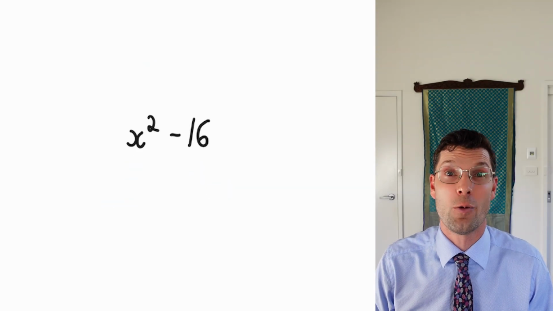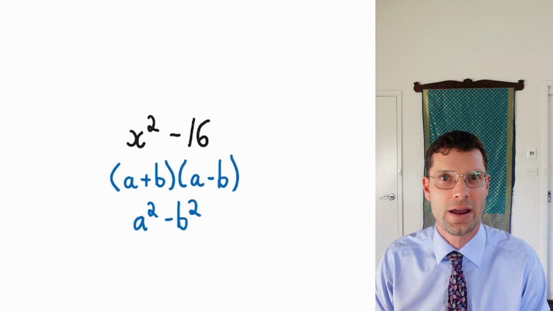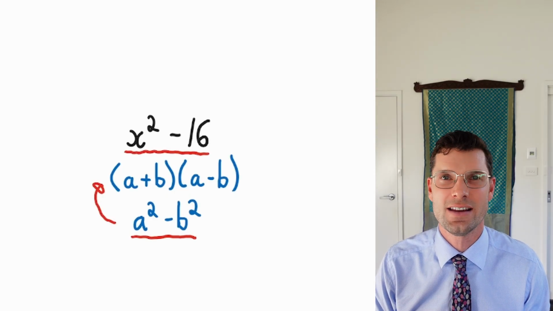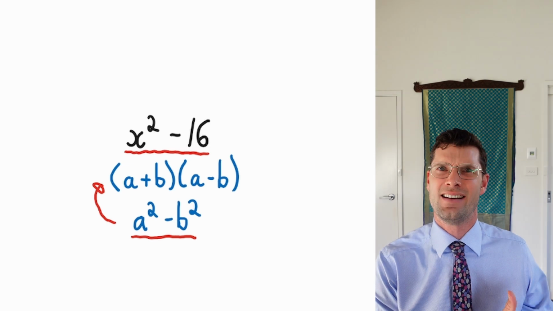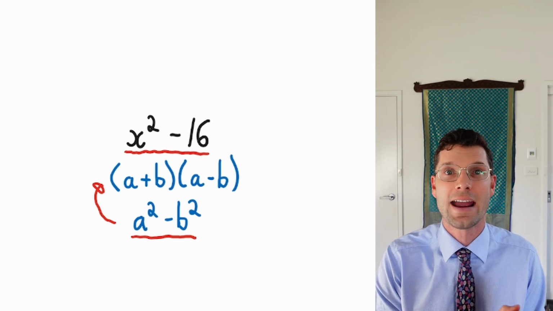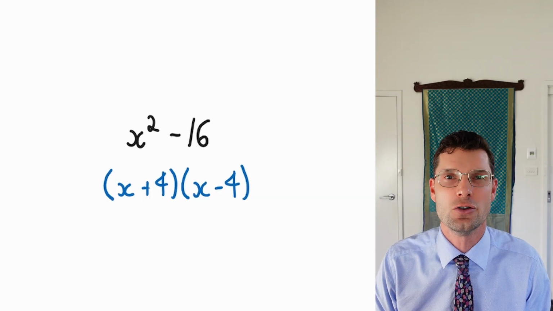So once I've worked out what those two squares are, I can put it into our rule. We know that a plus b, a minus b, is going to give us this nice difference of two squares that we can see. So for this one, it's pretty easy. Hey, the first square is x and the second square is 4. So x plus 4, x minus 4, that's all we've got to do.